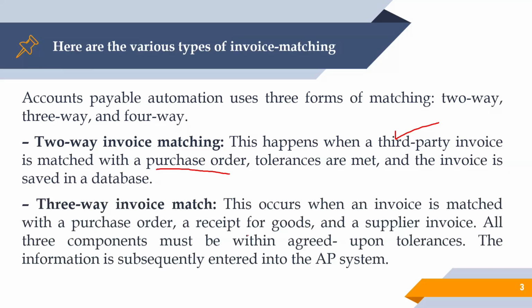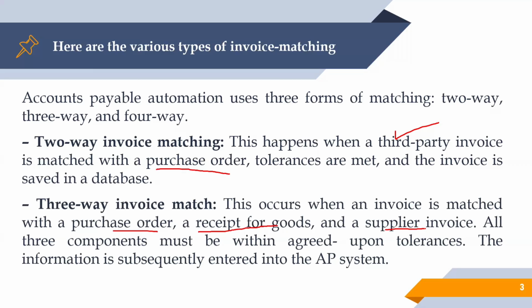Now the next is the three-way matching concept. This occurs when an invoice is matched with the purchase order, that's the first thing, a receipt of goods, the GRN, goods receipt note, and the supplier invoice. If these three documents are in line, one is your PO, second is your GRN, and third is your supplier invoice, then only you release the payment and accept that invoice. All three components must be within agreed-upon tolerances. The information is subsequently entered into the AP system.